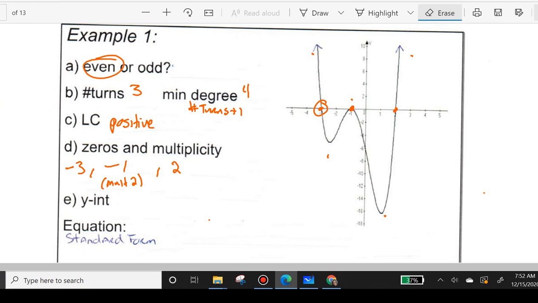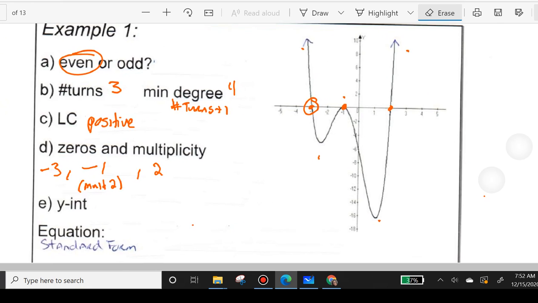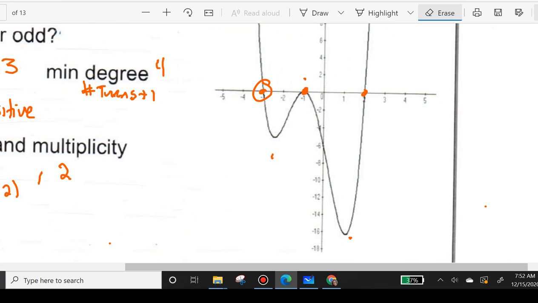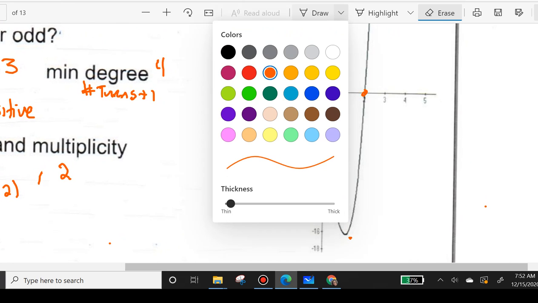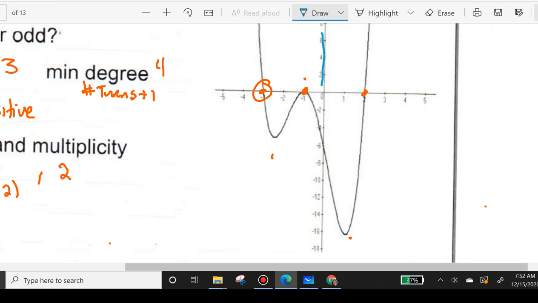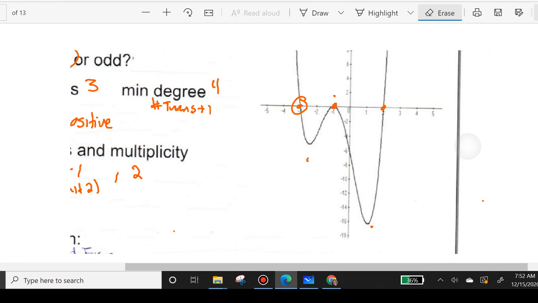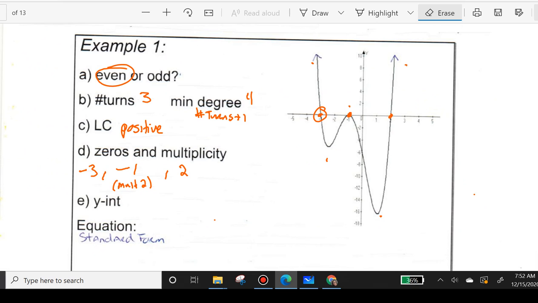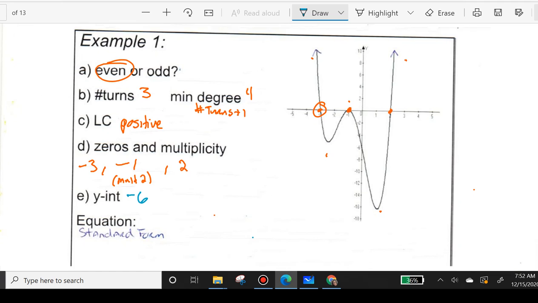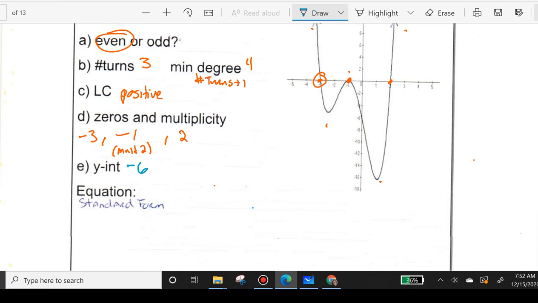Next thing I'm asking for is the y-intercept. Let me zoom in on it a bit if anyone has a problem with the visual. So here is our y-axis, our vertical axis. And the y-intercept is right here, and it's going to be at -6. And then the last thing asks you for the equation. And it says standard form. I'm never going to ask you for standard form, guys. I'm just going to ask you for factored form.